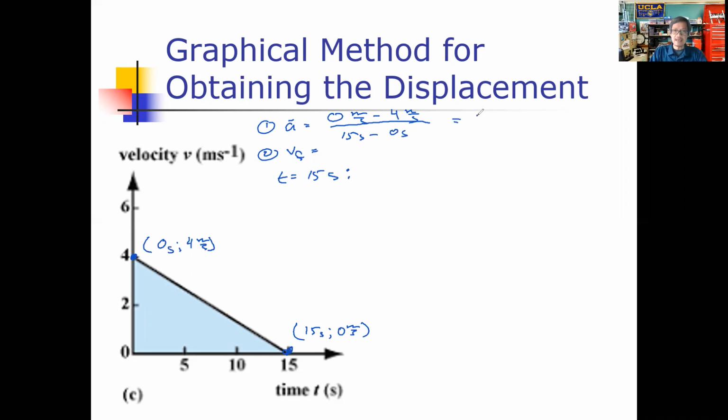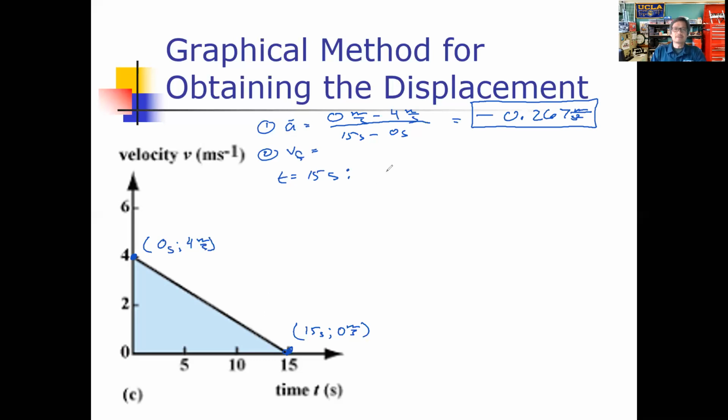When you plug that in, you get an acceleration of negative 0.2666 repeating meters per second squared. Okay, so there is your acceleration. It's constant acceleration. Now make sure you keep in mind the acceleration here is negative. All the velocities along this line are positive, so if you take a look at just the signs, you'll notice that the object is slowing down. But you can obtain that from the graph as well. So that's no biggie.